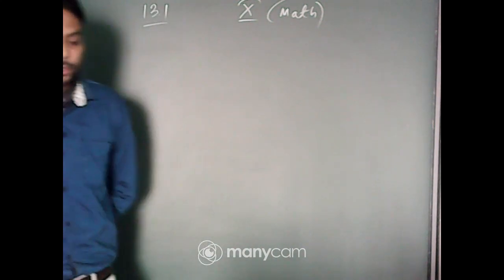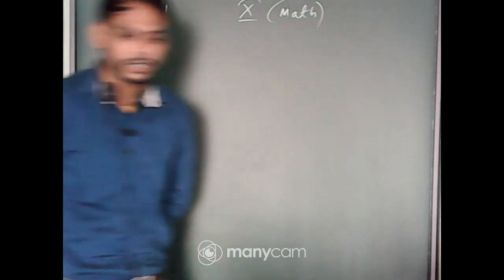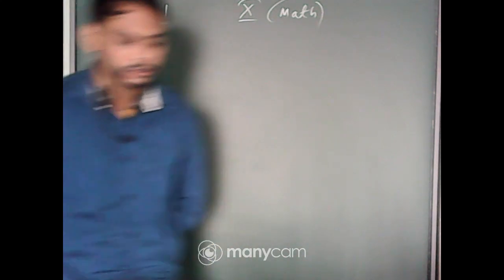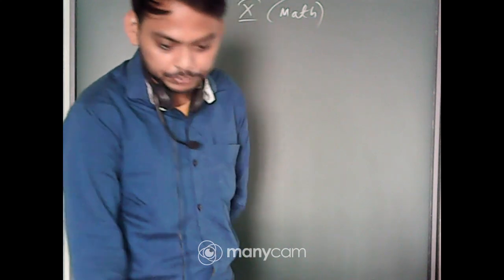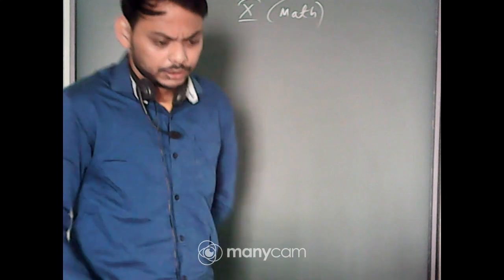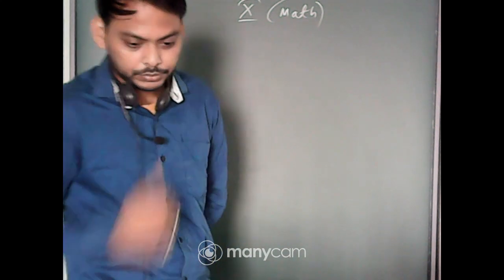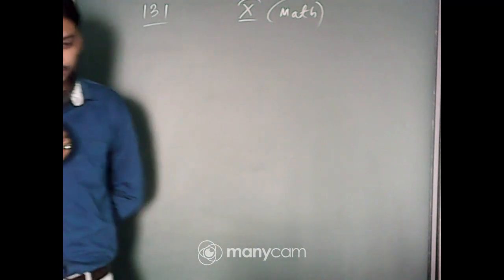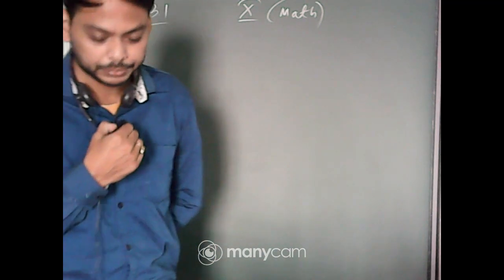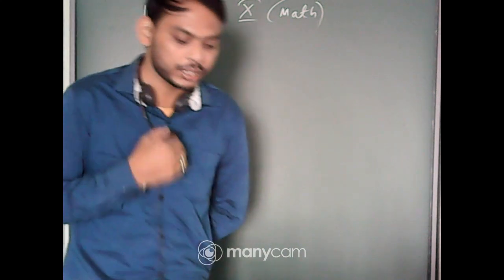So we have done up to question number 6, isn't it? Of 13.1, surface area and volume. Give your response. Okay, so can I start today's class? Okay, so let's begin with question number 7.